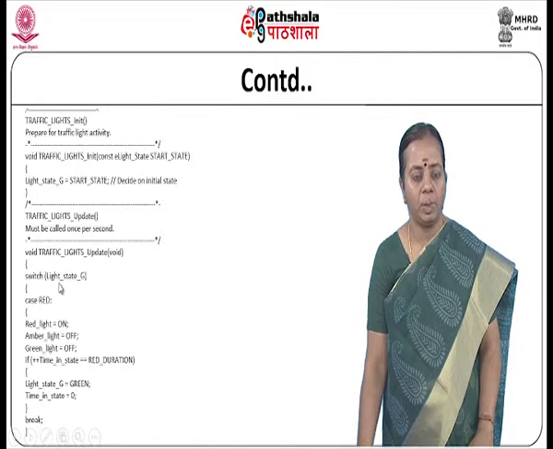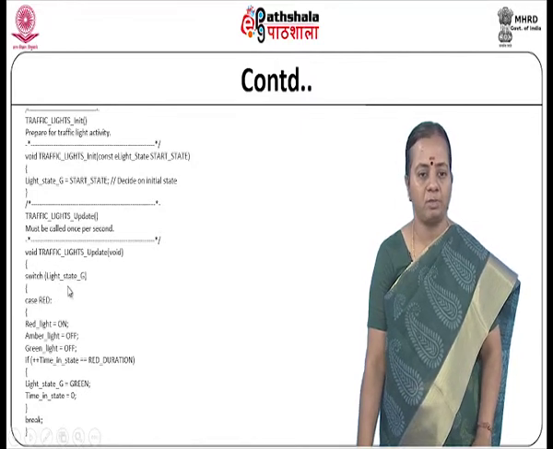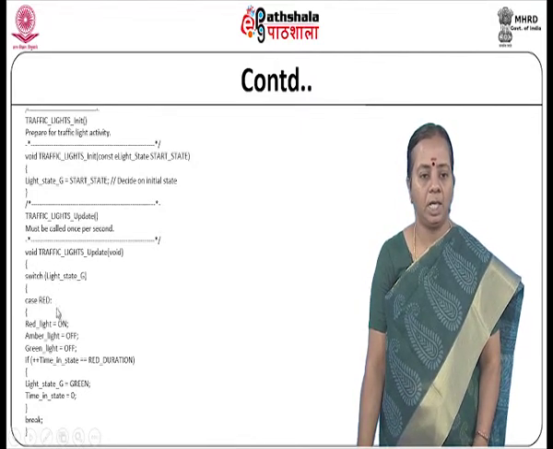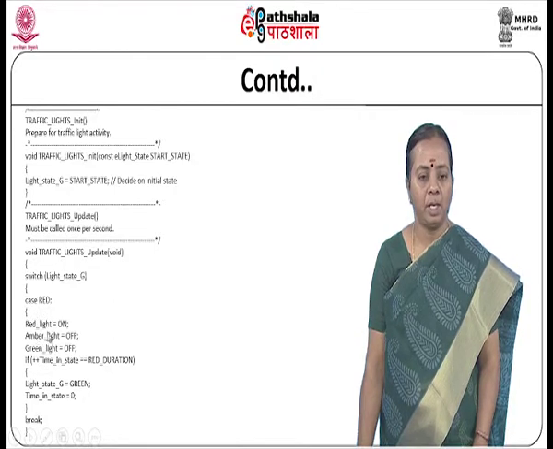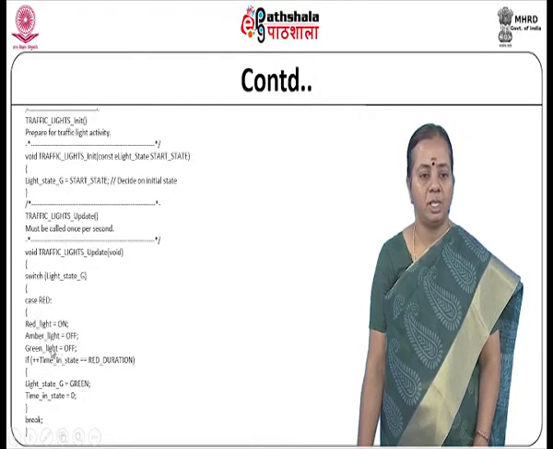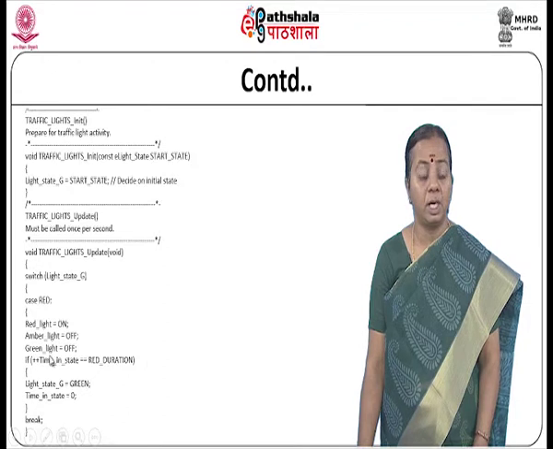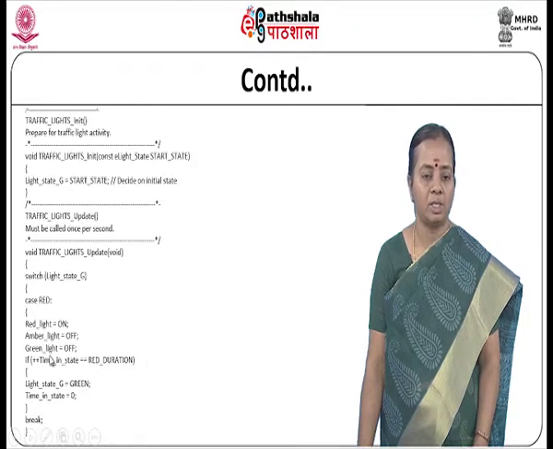Then with this particular model, when I am calling the switch on light state, it will come to case red. There the red light is on, amber light is off, green light is off. So, now the red light is on. Now, I have to make this wait for the red duration. That means we have already fixed it, it is 30 seconds.